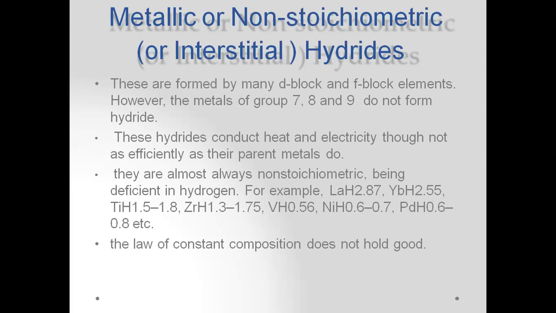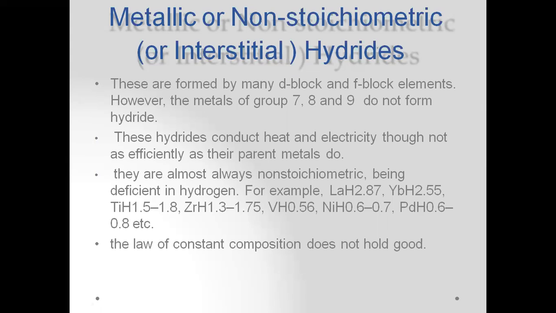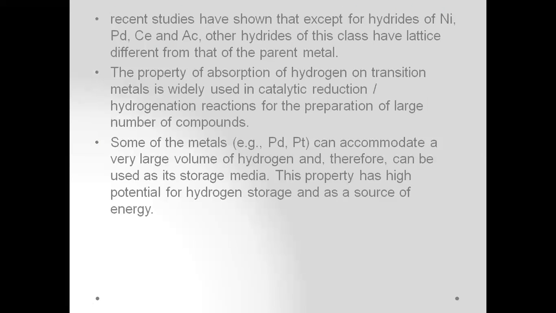The law of constant composition does not hold here. Constant composition, we have studied, means that a proper amount of elements combine together to form a compound in a fixed ratio. For example, in H2O, two hydrogen and one oxygen are there, so in a water molecule a proper ratio is there. But in these hydrides, we don't have any fixed ratio. They just combine and form hydrides, not in a fixed proportion. They can combine in any form, right?